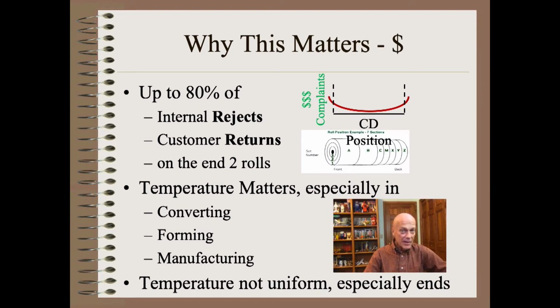Recall from the first clip in this series how most internal rejects and most customer returns come from the edges of the web. Also, we note that the temperature really matters, especially for certain converting, forming, and manufacturing operations. In this clip, we show how temperature is non-uniform, especially at the edges, and why this may be responsible for some of the misbehavior at the edges of some webs.